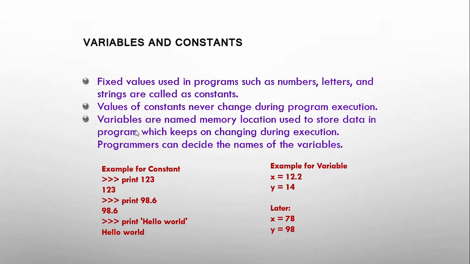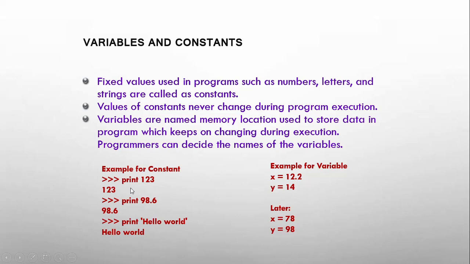Fixed values used in programs, such as numbers, letters and strings, are called constants. The value of constants never changes during program execution. Variables are named memory locations used to store data in a program, which keep on changing during execution. Means during execution we can also change the variable value, right? Programmers can decide the name of the variables. Obviously, guys, always remember the variable name should be meaningful. Whatever programs you create, you have to make the variable name meaningful. It makes sense, very simple.